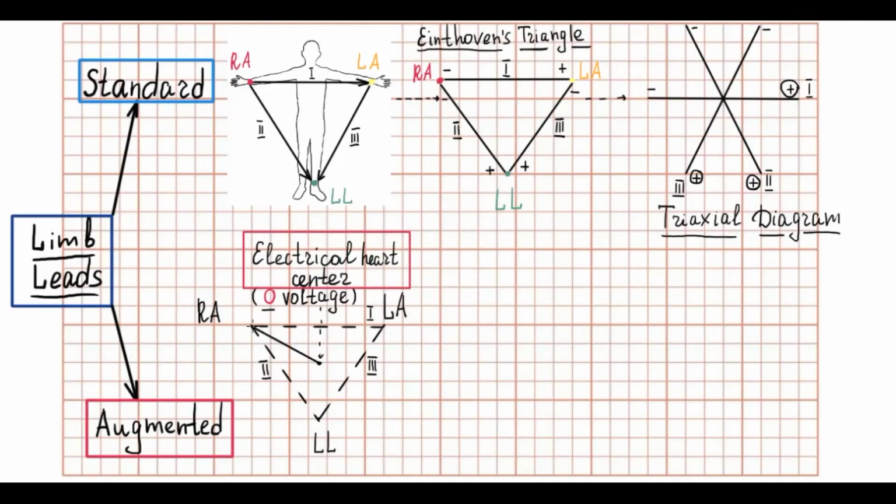The aVR axis lies from the electrical center of the heart to the right arm. The aVL axis lies from the electrical center of the heart to the left arm. The aVF axis lies from the electrical center of the heart to the left foot. Each of these leads has positive and negative poles, which together form the triaxial diagram of augmented leads.